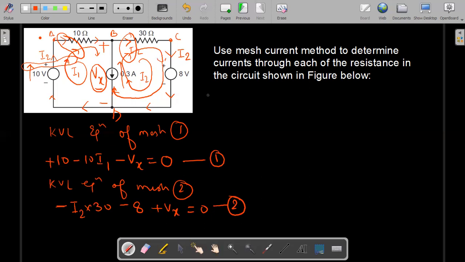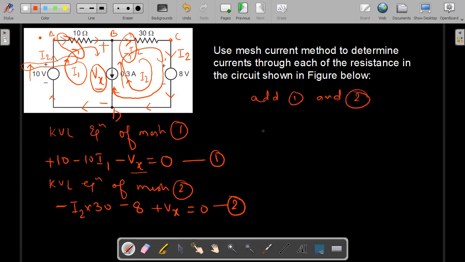Now in this case, because we do not have the resistance or resistive circuit or a voltage source here in the branch BD, and we do not know the voltage across this current source, that is why we assume the voltage Vx across this current source. Now we will add these two equations. Now we'll add 1 and 2.